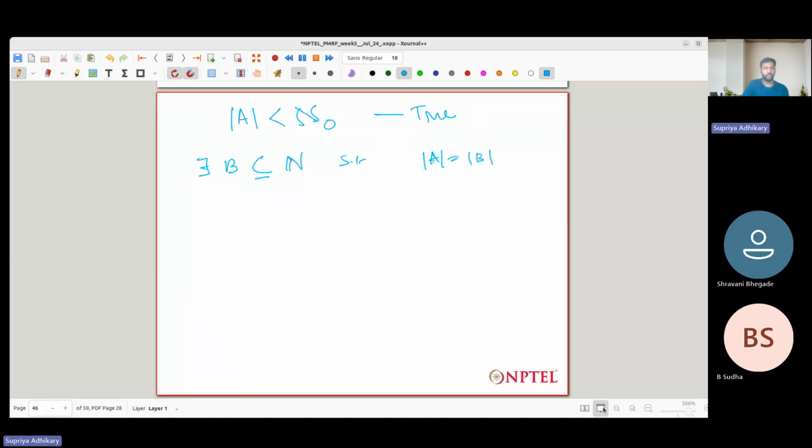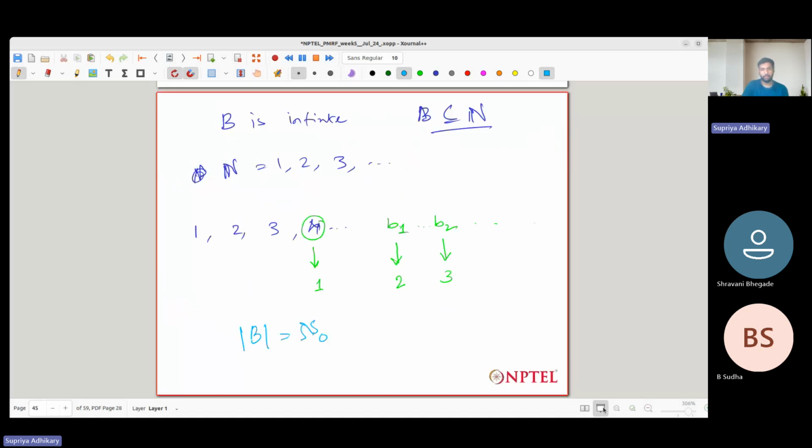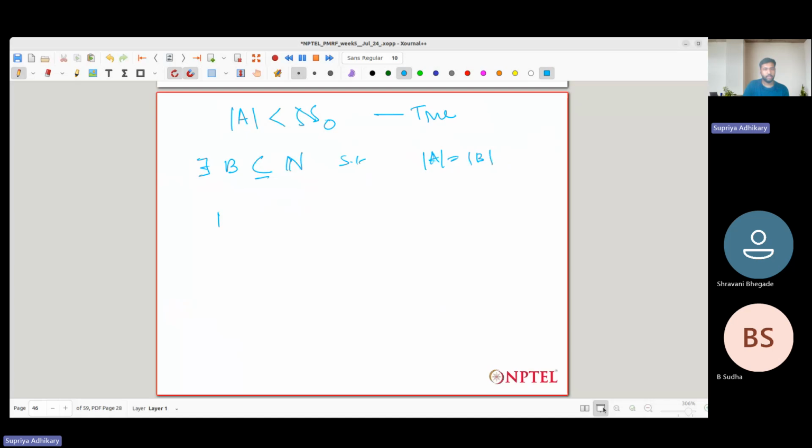Now from claim 2, we can say that since B is a subset of N, then B is either finite or countably infinite. So B is definitely not finite. Why? Because we have assumed that A is an infinite set. If B is finite, then the cardinality of B equals the cardinality of A. This implies that A is finite, and that is not possible. So B is not finite.